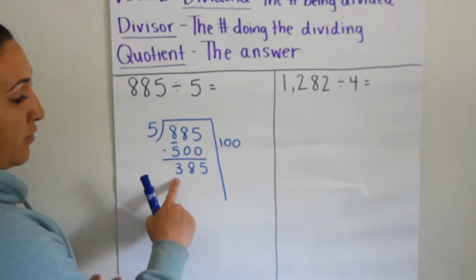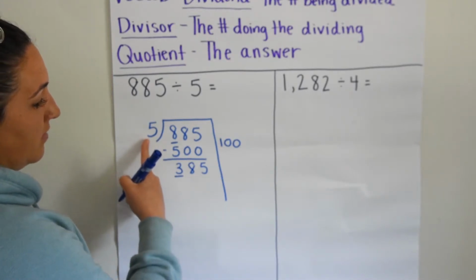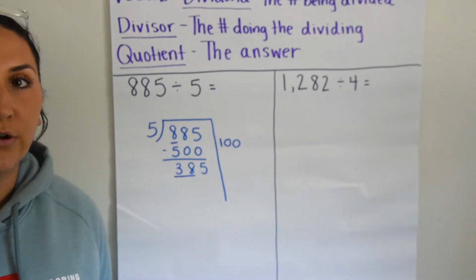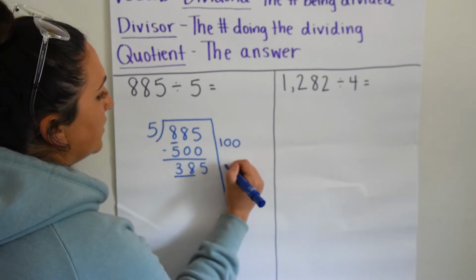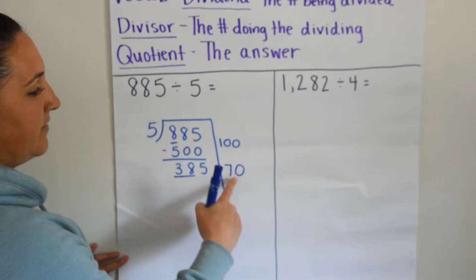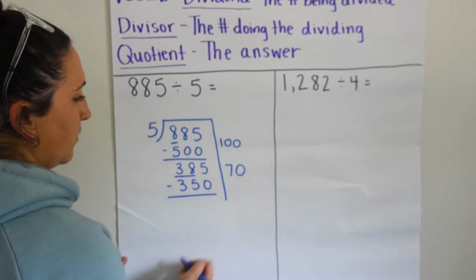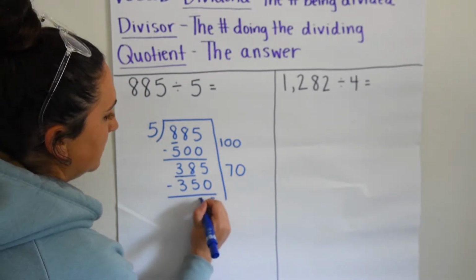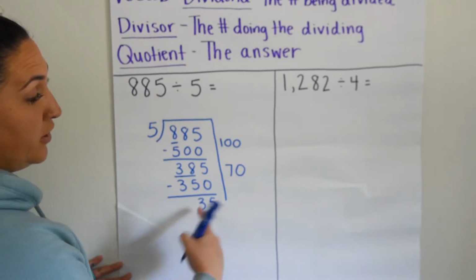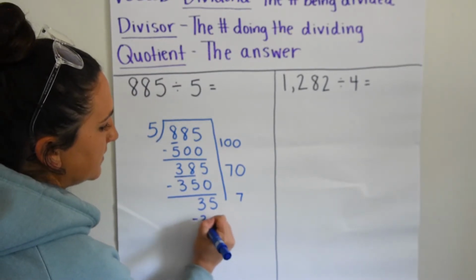Well, can 5 go into 3? It cannot, because 5 is bigger than 3. Can 5 go into 38? It can. How many times can 5 go into 38? I know it can go into 38 7 times. I'm going to make it 70 because I know 5 times 70 is 350. When I subtract, I have 5 going into 35, which I already know is 7 times. And I don't need to add a 0 because we're already working with our ones place.